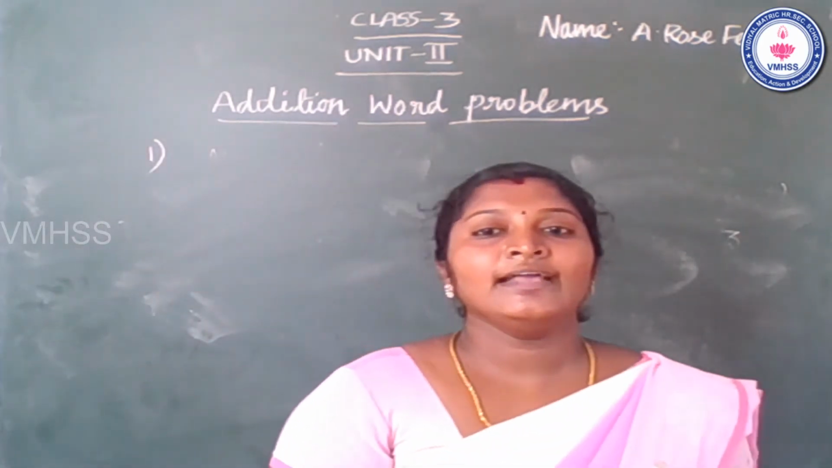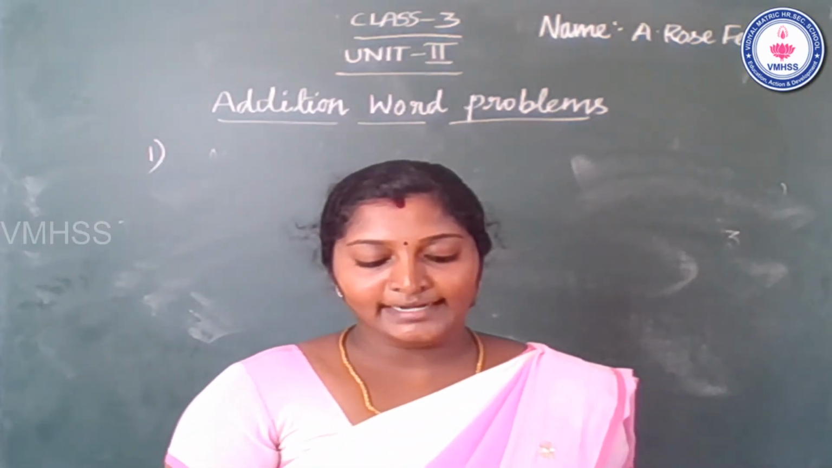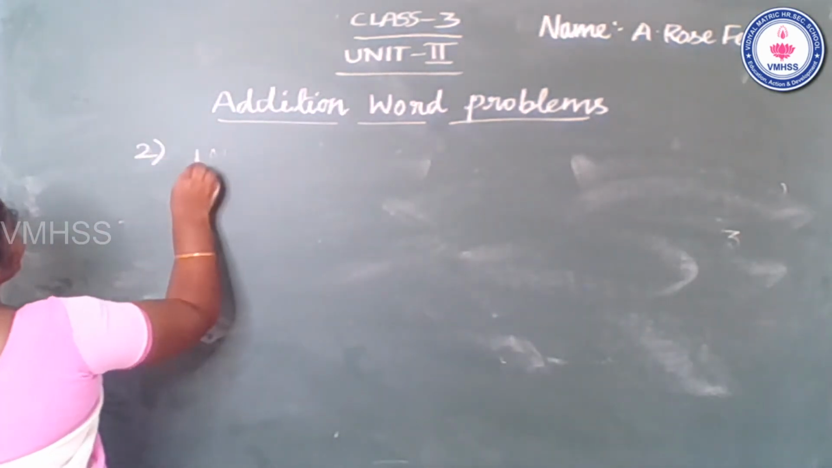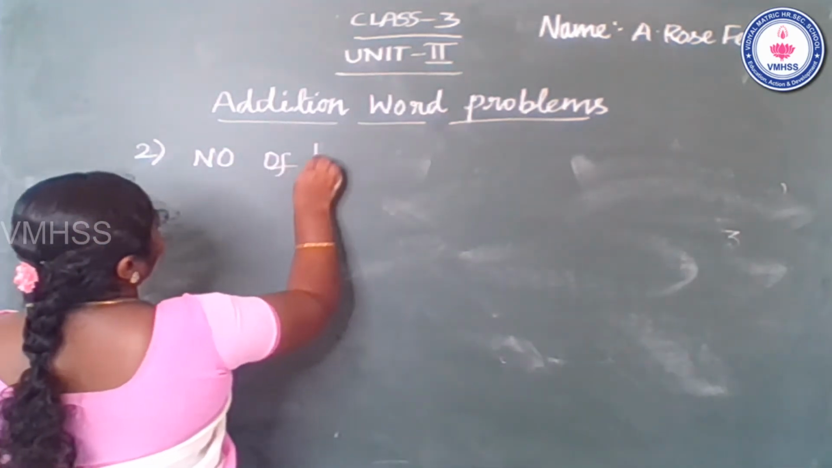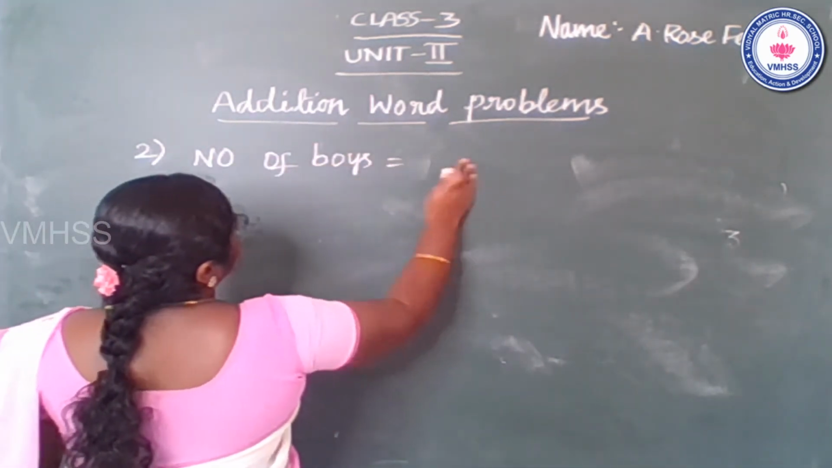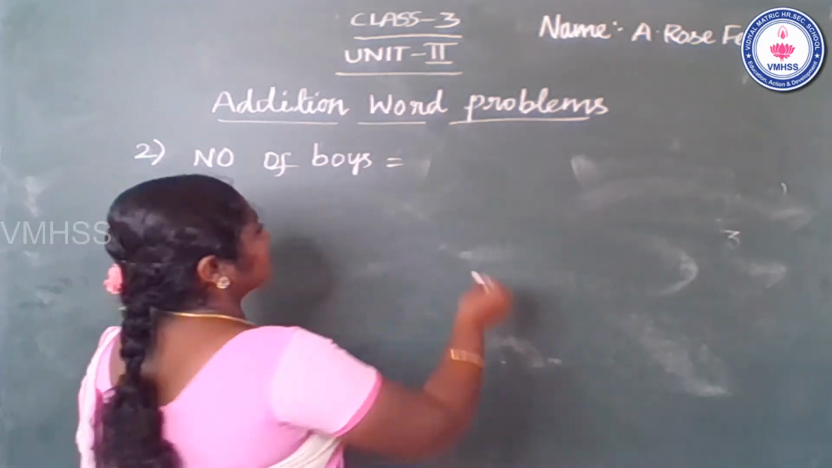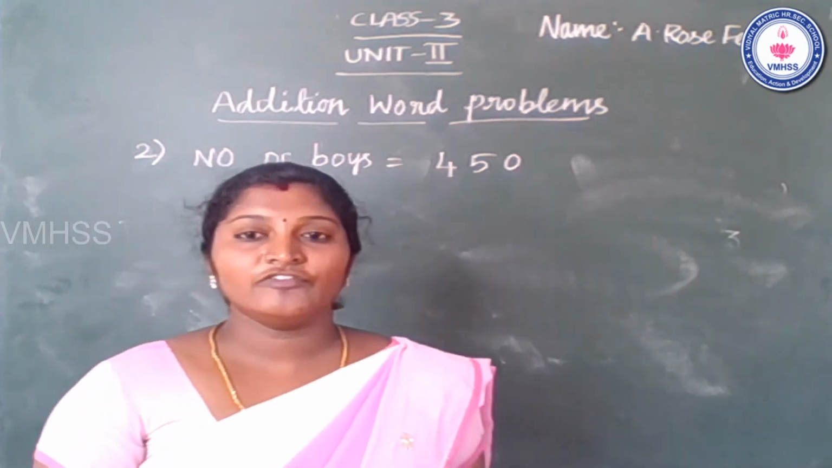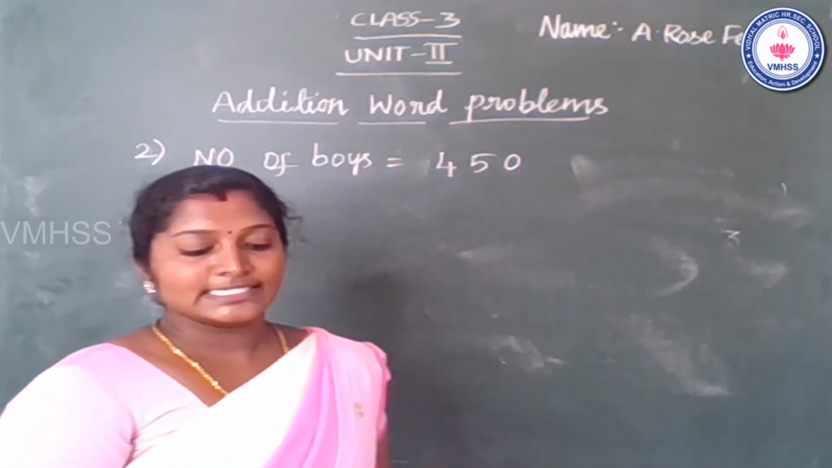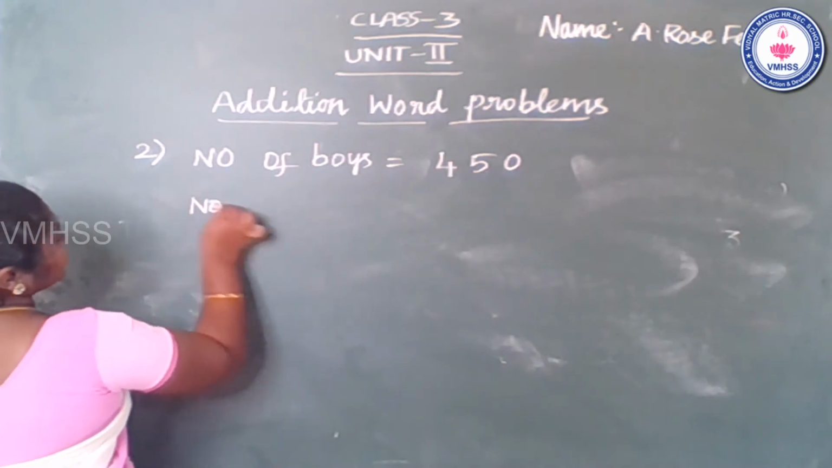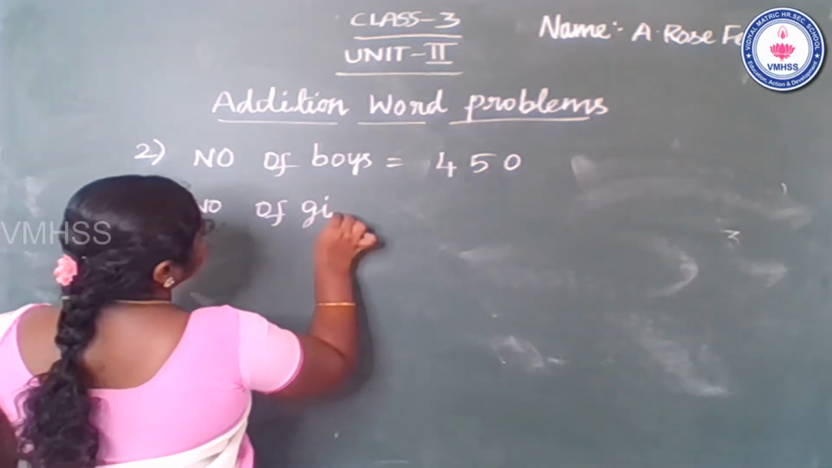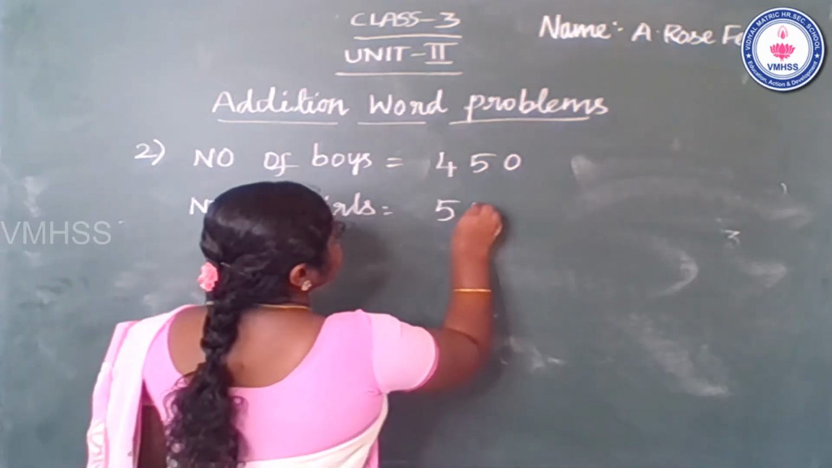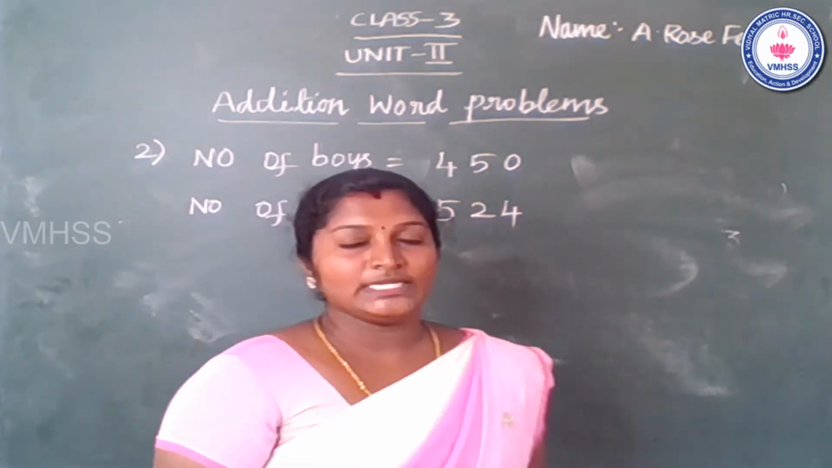Okay, what is the question? A school had 450 boys. So, number of boys. How many boys? Students, how many? Very good. 450 boys. Okay, and 524 girls. So, number of girls. How many girls? Very good. 524.